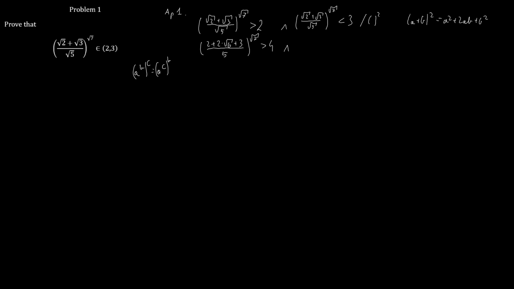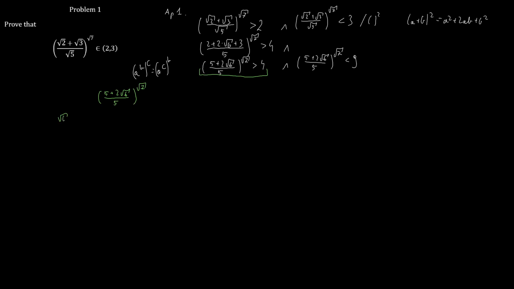Let's compute it further. So we have 5 plus 2 square root of 6 divided by 5 to the power of square root of 7 is more than 4. We can write it like this, and it is the same on this side, but less than 9. And now let's prove the first inequality, so this one. We have 5 plus 2 square root of 6 divided by 5 to the power of square root of 7.